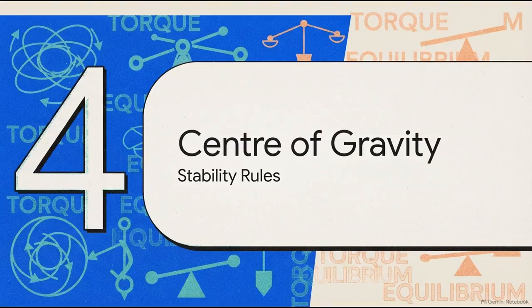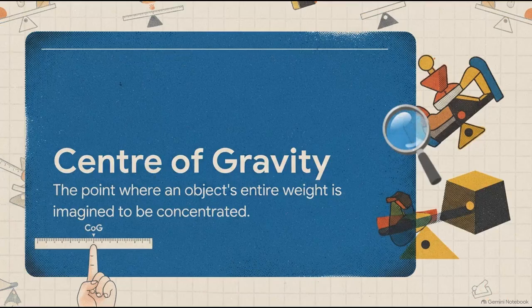All right, on to section 4, center of gravity and stability. Since we're on the topic of balance, let's talk about why things tip over and how we can prevent that. Have you ever tried balancing a ruler perfectly on your finger? That exact balance point right in the middle is its center of gravity.